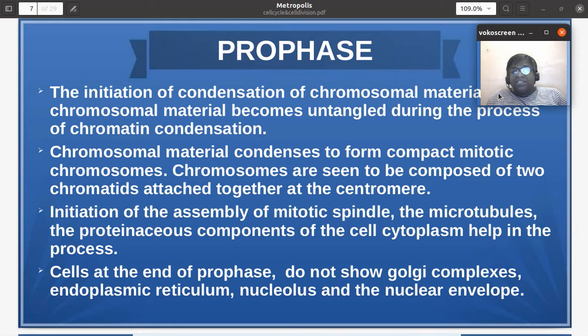The other step taking place in prophase is the initiation of the assembly of the mitotic spindle, microtubules, and the proteinaceous components of the cell cytoplasm, so that they can be utilized during the further stages of cell division. At the end of prophase, the Golgi complex, endoplasmic reticulum, nucleolus, and nuclear envelope disintegrate. They are not seen anymore.